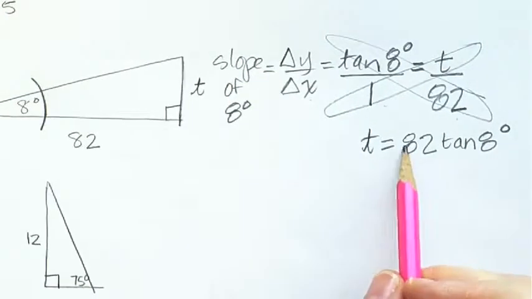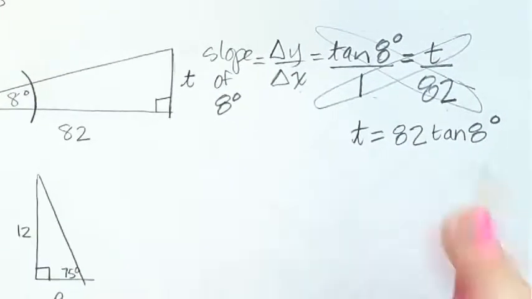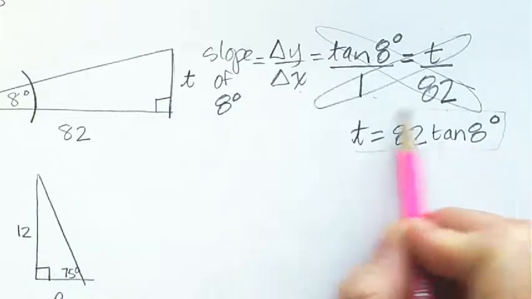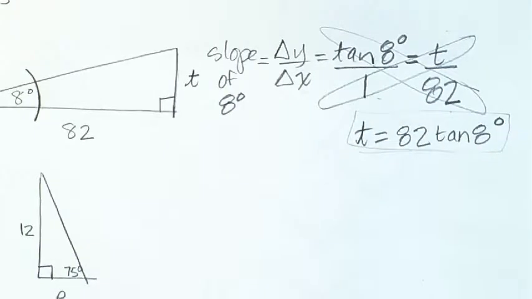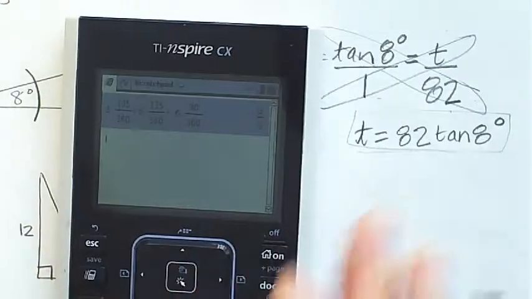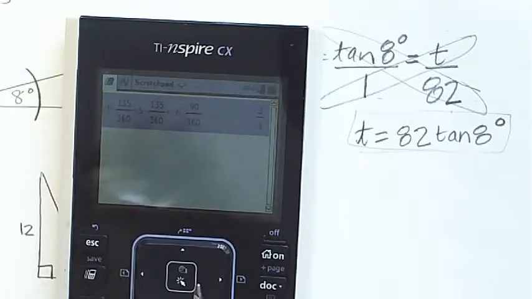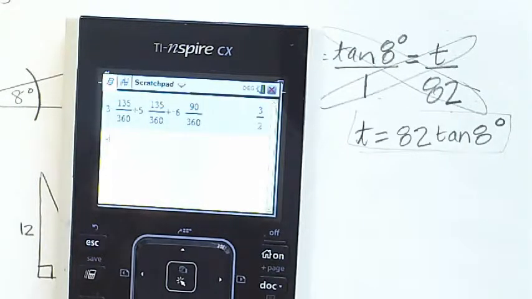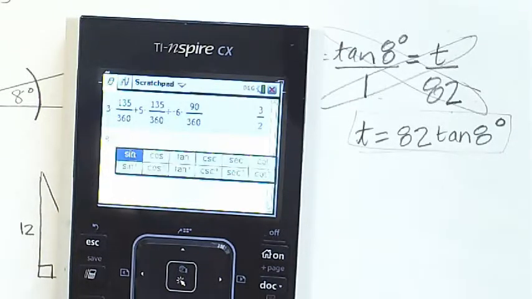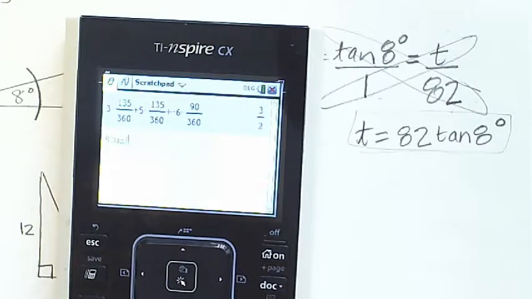And I'm actually fine with you leaving the answer like this. As you move on with math, you won't be worried so much about the exact answer, but you never know what it's going to be like on PSAT. So let's just type this in. We have 82, and I realize that the lighting is not perfect here. Then I'm going to press tangent 8 degrees.